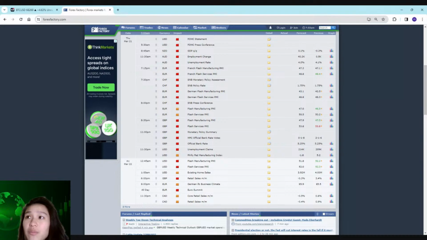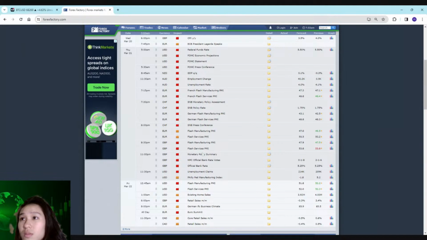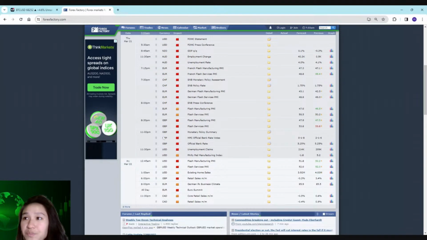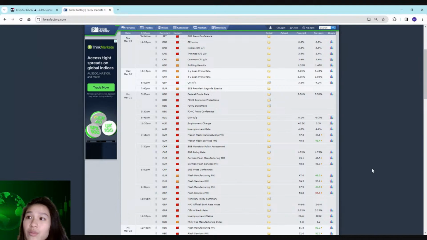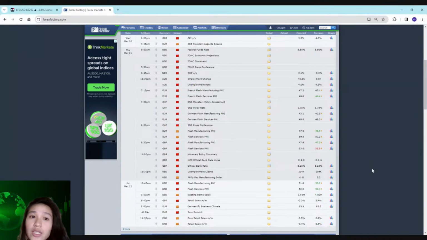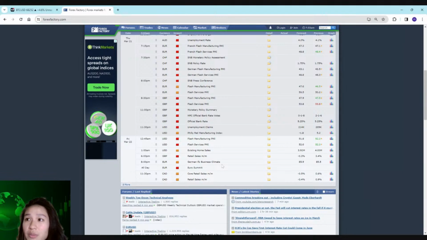Flash manufacturing PMI for Euro, so German as well as I think the entire Euro zone. For pound, we have UK monetary policy statements as well on Thursday. So you can see Thursday we have a whole bunch of really important data releases. And Friday we have the Euro Summit as well as flash PMI for US.